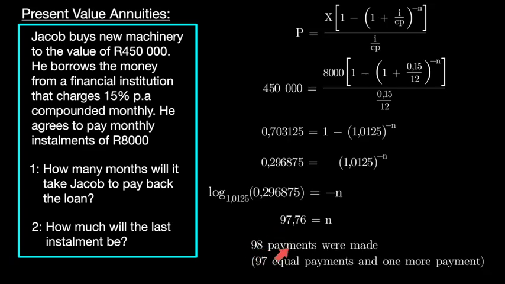So we got 98 payments were made, so 98 months that we had to pay off this loan, where there are 97 equal payments and one last payment that's a little bit less than the usual amount, because you can see there's 97 equal ones and then a 0,76 of a payment. Got it? So 98 payments where 97 is equal payments and then one more payment. Let's go look at another example, because we now want to know how much will that last installment be.